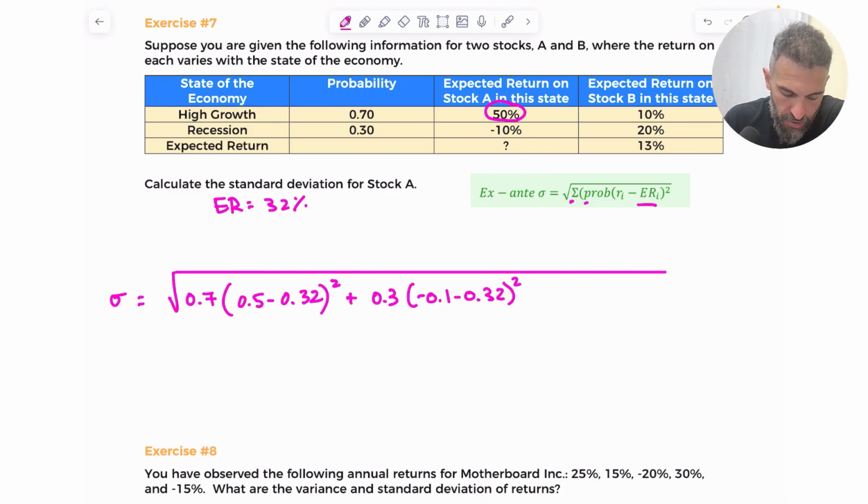So I get a standard deviation here for stock A of 0.27495, which if I convert to a percentage is 27.495%.